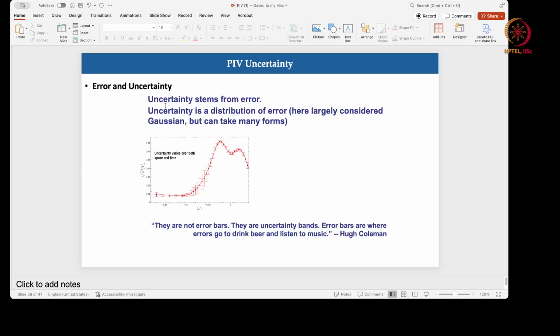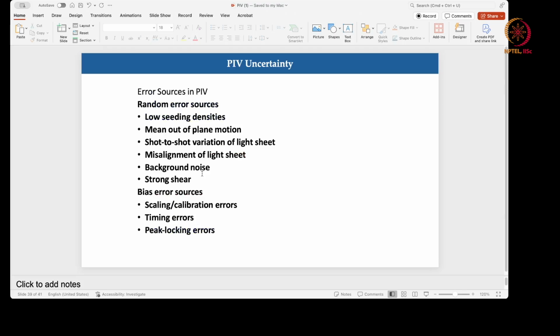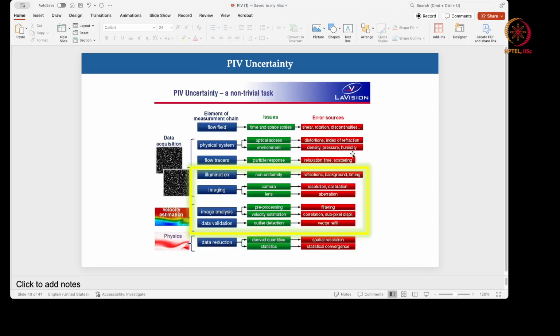So for uncertainty and error, we will spend a minute or two. The uncertainty stems from errors. The uncertainty is largely considered as the distribution of error, which is assumed to be Gaussian, but it could be something else also. There are random error sources, for example low seeding densities, mean out of plane motion, shot to shot variation of the laser sheet, misalignment, background noise, and very strong shear, so particles are not able to follow the flow. Then there are bias errors like scaling error, timing error, peak locking error. All these errors lead to uncertainty in the PIV measurements. So it is a non-trivial task.